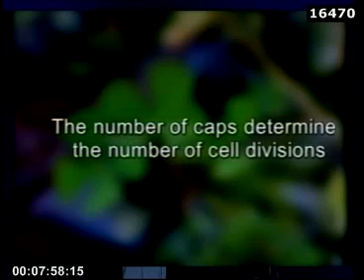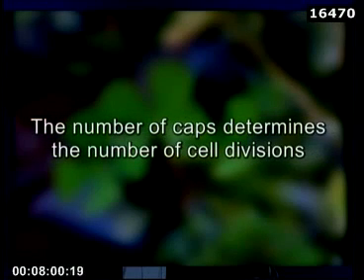In case of Oedogonium, the successive divisions take place only in the cap cells, so the number of caps formed on the cap cells determines the number of cell divisions the cap cell has undergone.